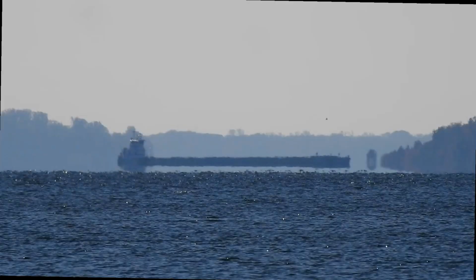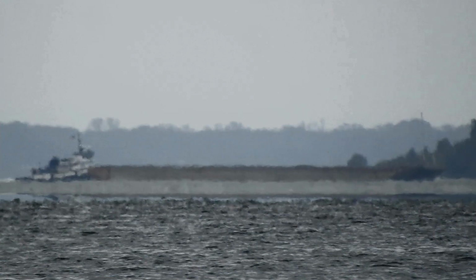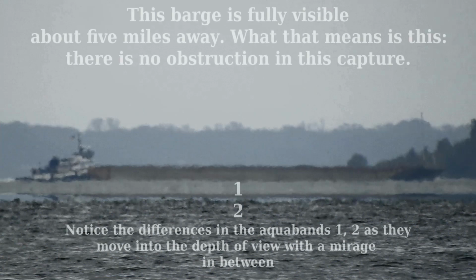So this is the line of sight for the mouth of the Chesapeake coming up into Havre de Grace. That distant land is 12 miles away. The land to the right of the image is 6 miles away. So I'm going to put the barge at about 5 miles away. And this barge is 100% fully visible. There's nothing missing. Nothing missing. That barge is on the water. You see it right there.